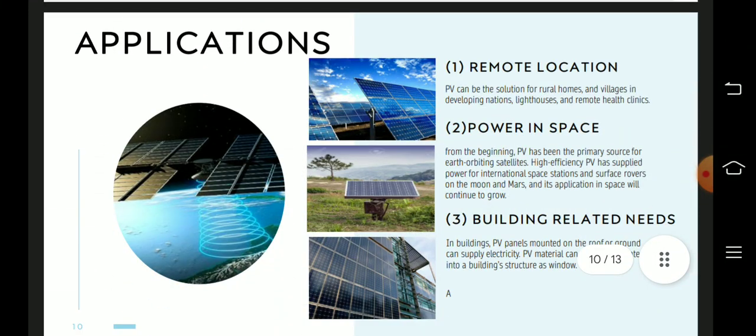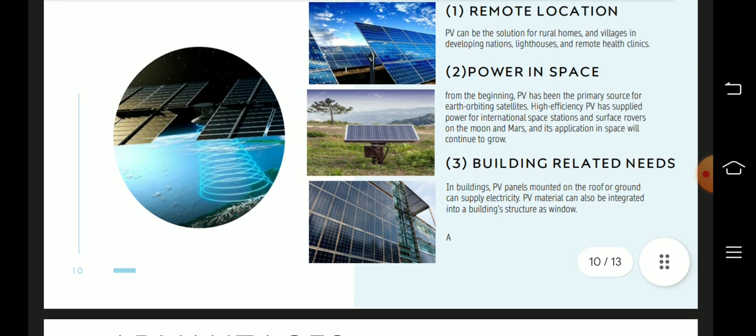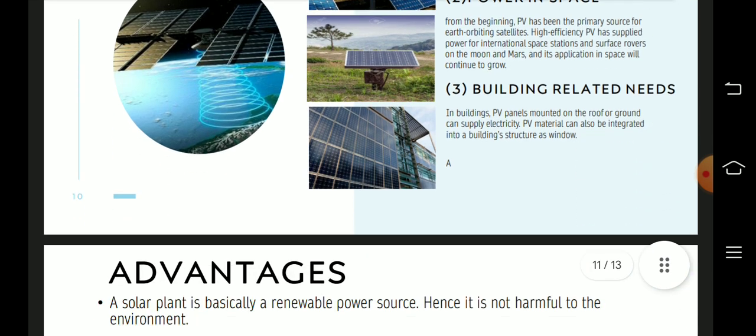And the application of solar cells: we use solar cells in remote locations, in hill areas and mountains, and for power in space. That is a very important use of the solar cell, in space and building related needs. In buildings we mount solar cells on the buildings. With this help we can generate more power from the solar cell.